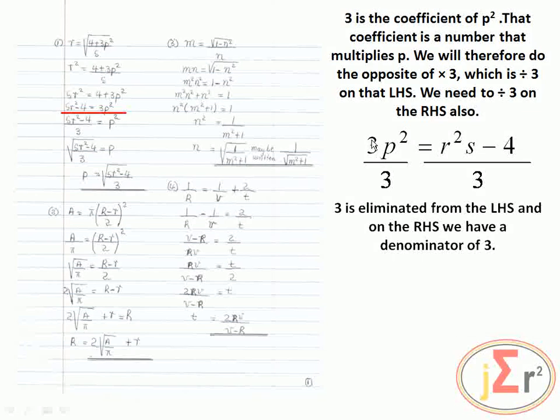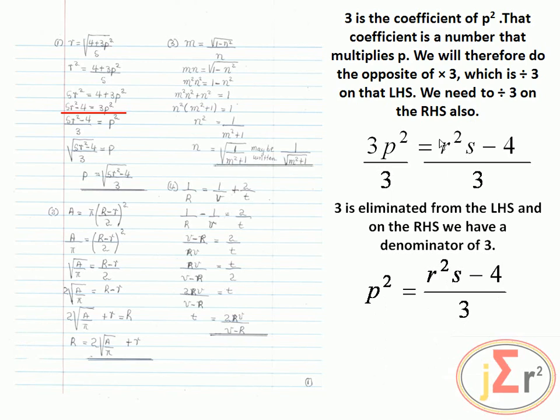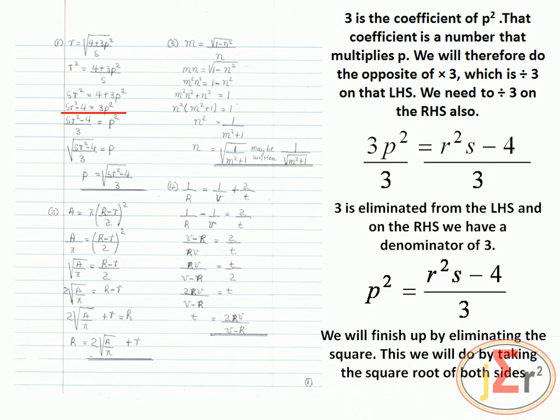So these are gone, and no doubt we have this expression right here, returning exactly as it is. We will finish up by eliminating the square. This we will do by taking the square root of both sides.